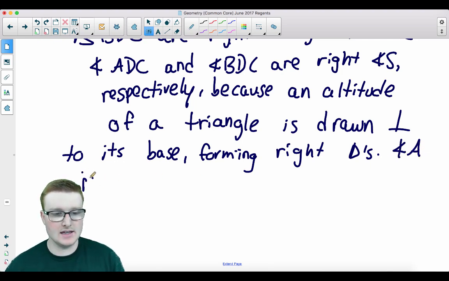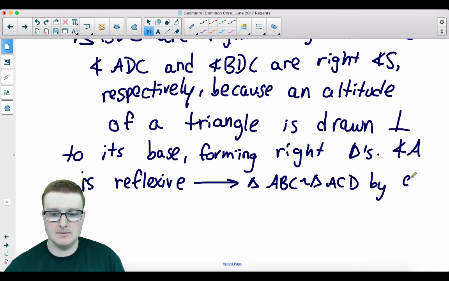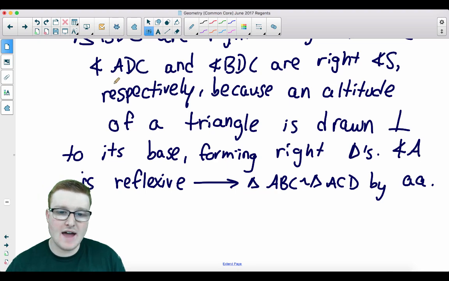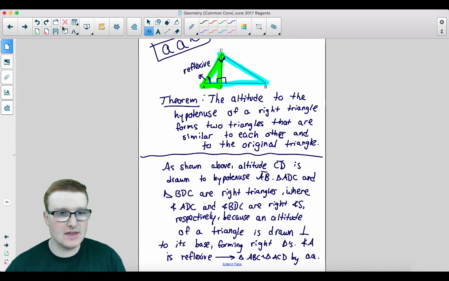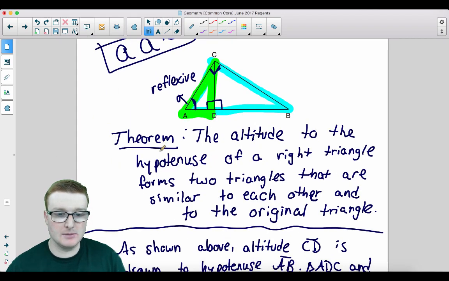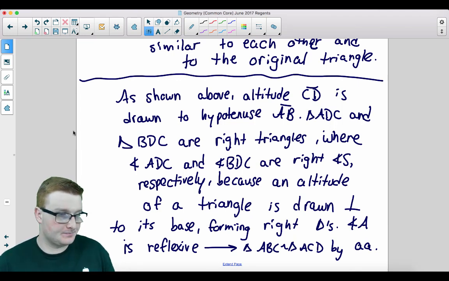Last but not least, angle A is reflexive. I'm just going to draw an arrow. Triangle ABC is similar to triangle ACD by angle-angle. And that, folks, is probably the easier of the two. I think that many of you would find that way to be a little bit better than the other way, but that is certainly a long explanation, but it is a doable explanation.